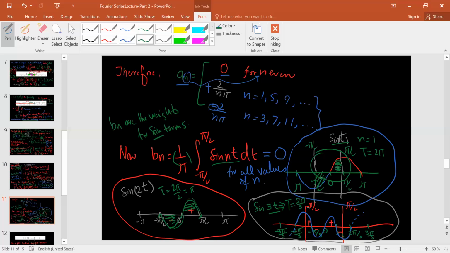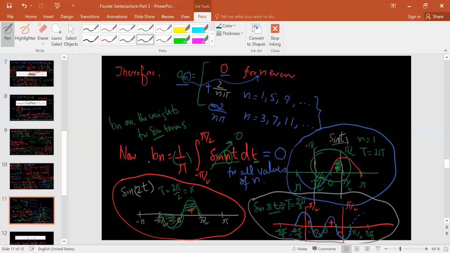Similarly, for sine 3t, the period is 2 pi by 3. And if I look again between minus pi by 2 and plus pi by 2 time interval, there are positive areas and negative areas, and they cancel each other. So whatever n I choose, sine nt between these two limits, minus pi by 2 and plus pi by 2, will give you 0. But keep in mind, these two limits are for the time, not for the angle.